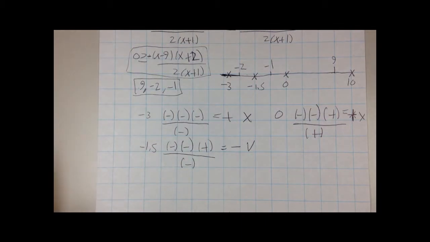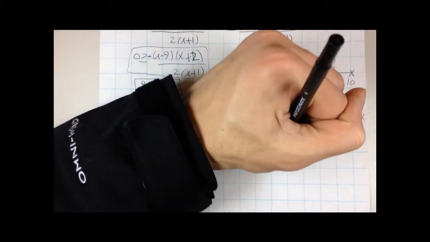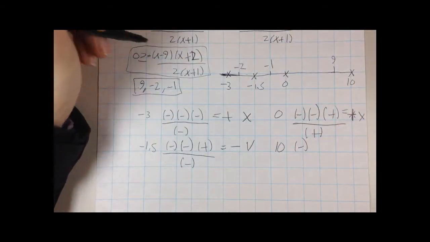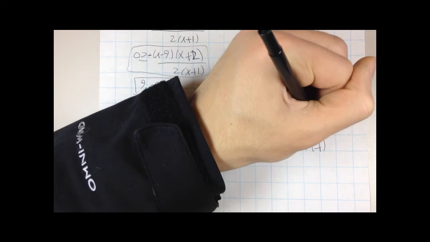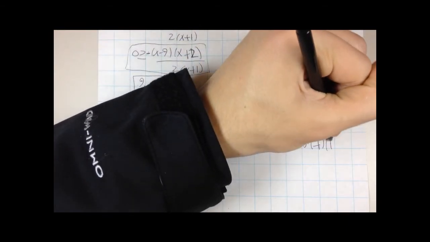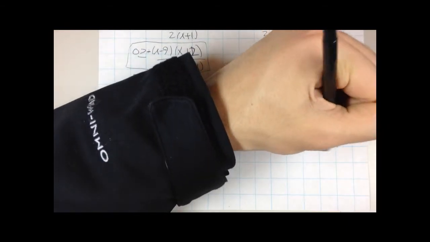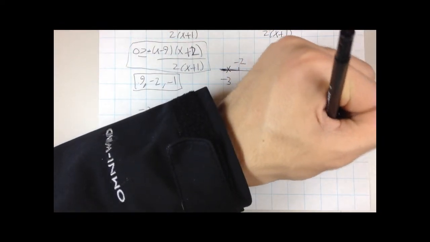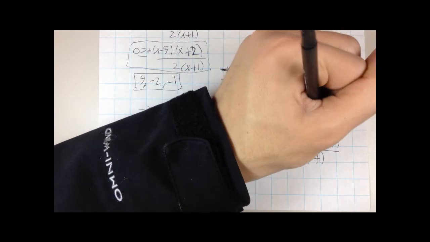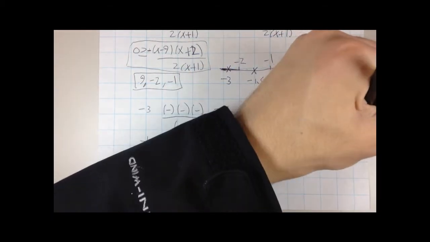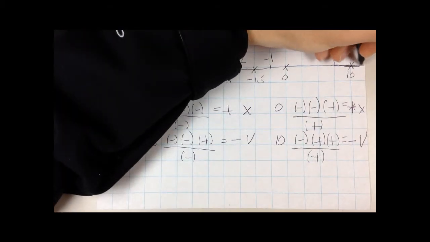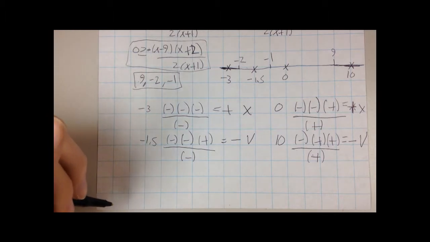And so for our last point, we're going to look at 10. Once again, we're taking the negative into account. 10 minus 9 is positive. 10 plus 2 is positive. And 10 plus 1 is positive. So we're going to have a negative number over a positive number, which is going to be negative, and that will be a part of our solution. So this range here is going to be part of our solution because that is less than 0.